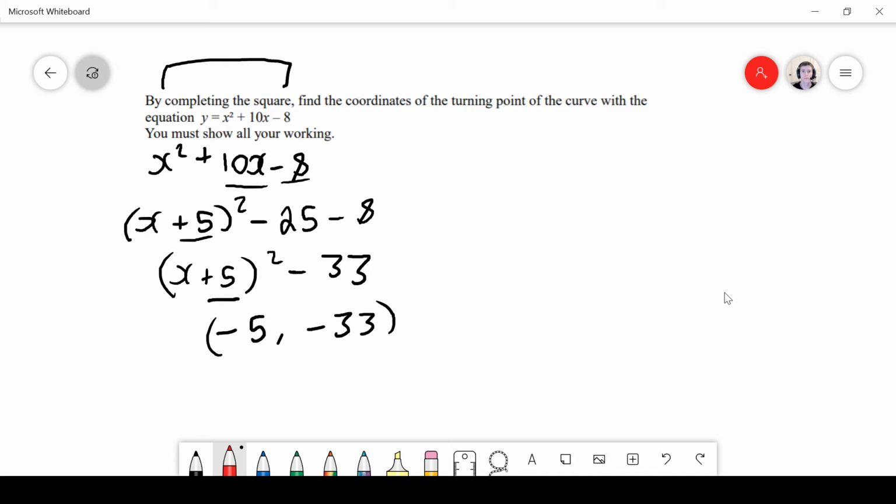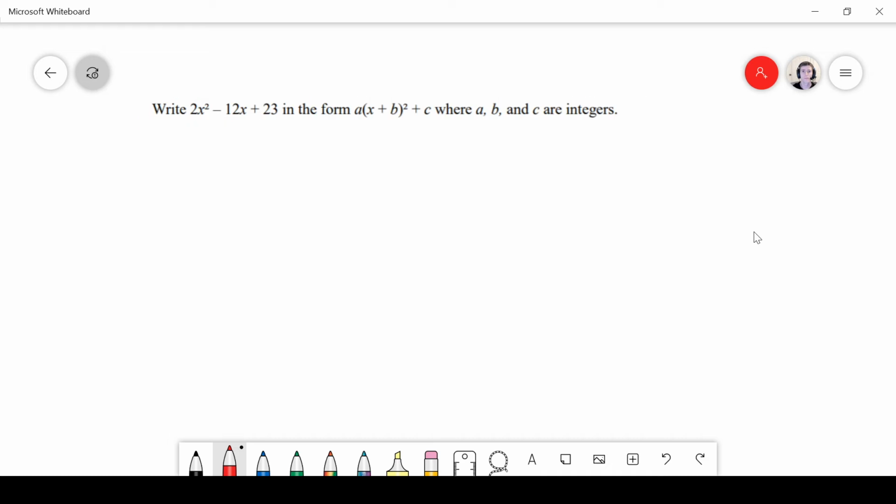And on to the next question. So this one gets a little bit more difficult. We have 2x squared minus 12x plus 23. So give it a go, writing it in the form a(x plus b) squared plus c, and then I will jump in and give you a hand.